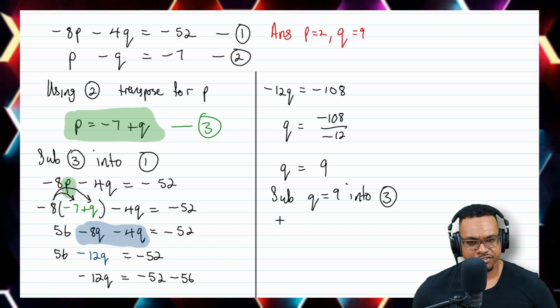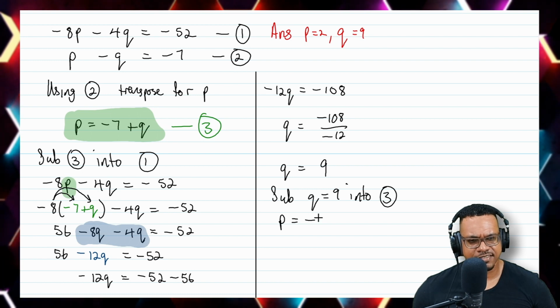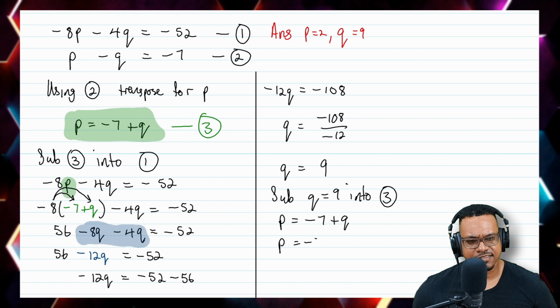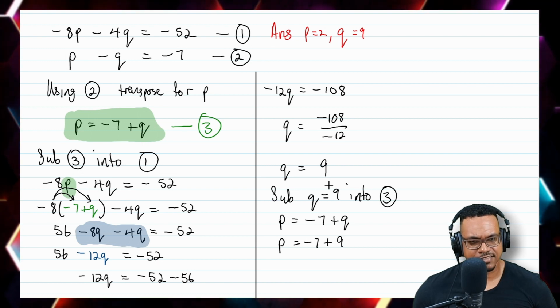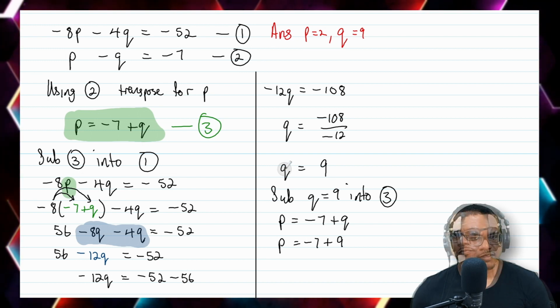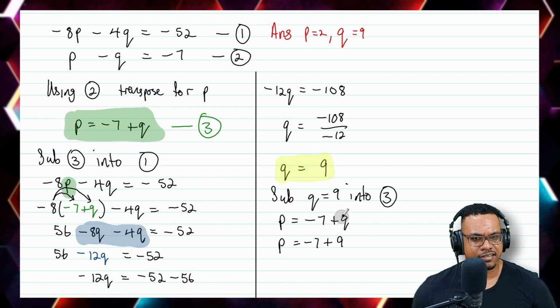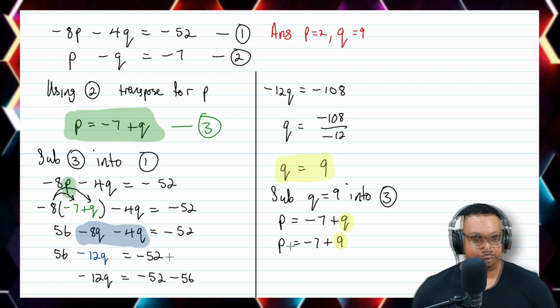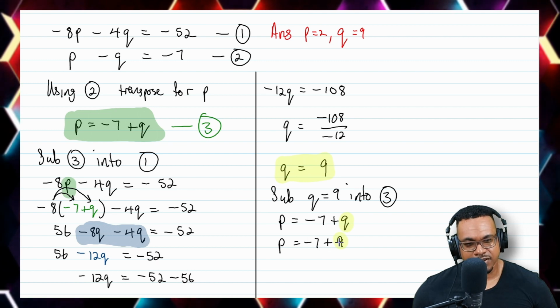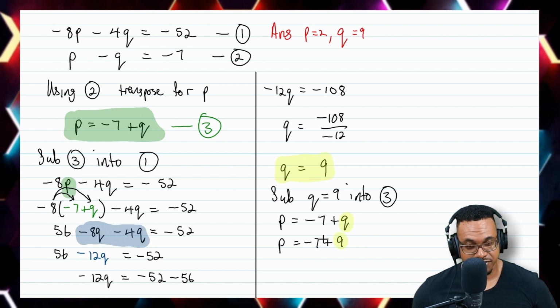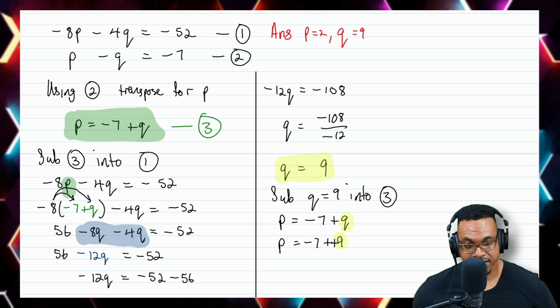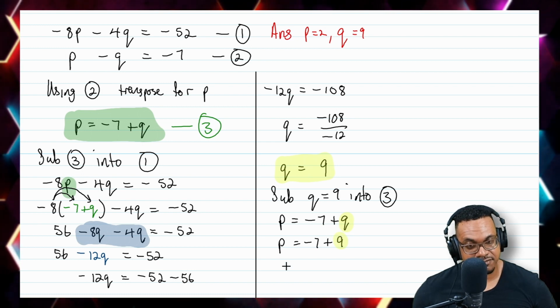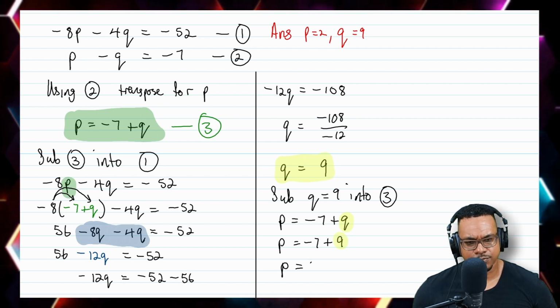So equation 3 reads p is equal to negative 7 plus q. So that's p is equal to negative 7 plus 9, because 9 is q. This q equal 9 here, which is q here, which is this 9. So now negative 7 plus 9, signs are different. So you're going to subtract 7 from 9 and get 2. The bigger magnitude is 9. The sign in front is positive. So the answer is just positive 2.